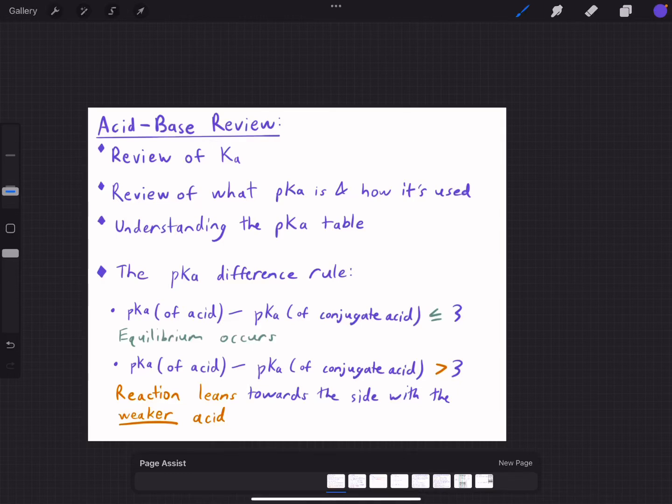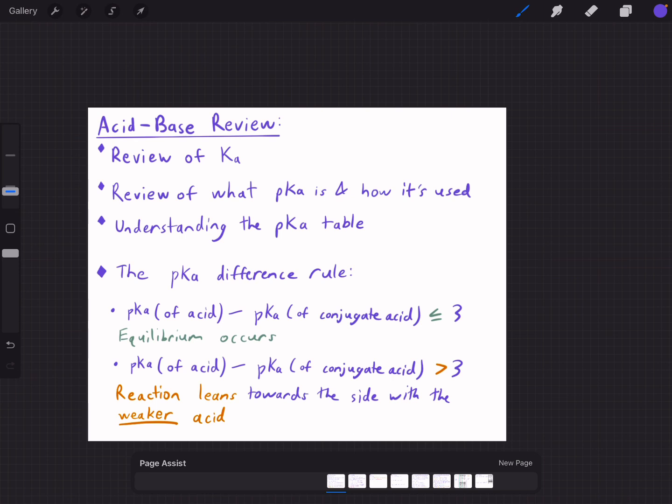Okay, hey guys. So I just wanted to quickly review Ka and pKa because I noticed that there were a couple misconceptions and misunderstandings on what different numbers mean and how to use it in a reaction and determining does the reaction go left, right, or is it in equilibrium. So just a quick thing, I'm going to review Ka, what does it mean? I'm going to talk about pKa and how it's used.